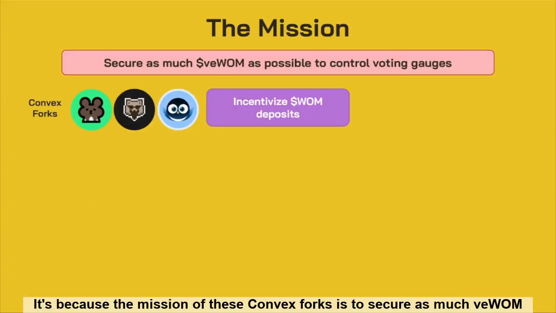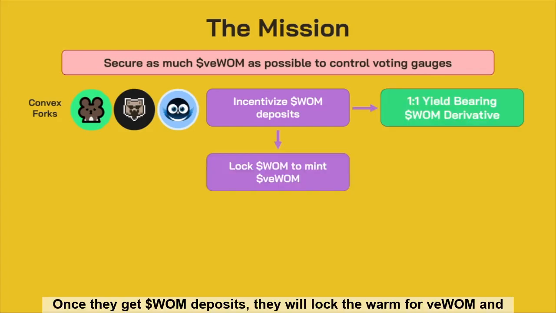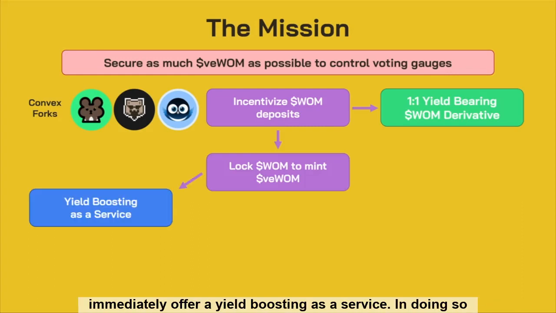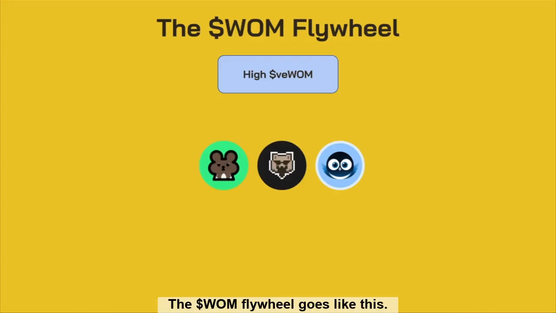It's because the mission of these convex forks is to secure as much VE-WOM as possible to control WOM's voting gauges, and they will do so by incentivizing WOM deposits. Once they get WOM deposits, they will lock the WOM for VE-WOM and immediately offer yield boosting as a service. In doing so, they start something known as a WOM flywheel. The WOM flywheel goes like this.